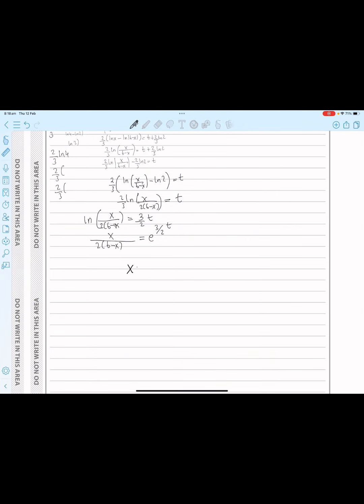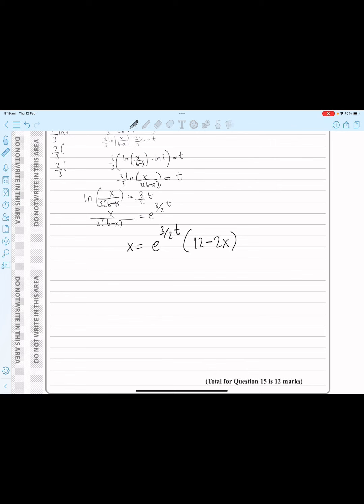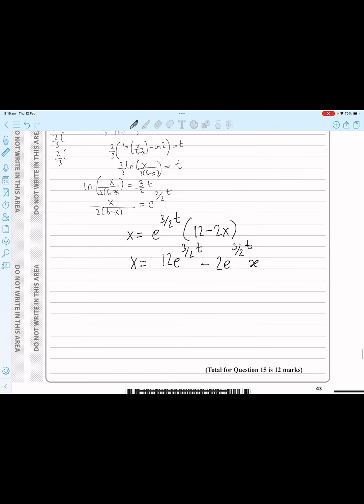Now let's keep going. So x is equal to, therefore, e to the power 3 over 2t times by 12 minus 2x. Let's expand that out and see what we get. x is equal to 12e to the 3 over 2t minus 2e 3 over 2t x. Now we can bring it to the other side. Say x plus 2e to the power 3 over 2t x is equal to 12e 3 over 2t.